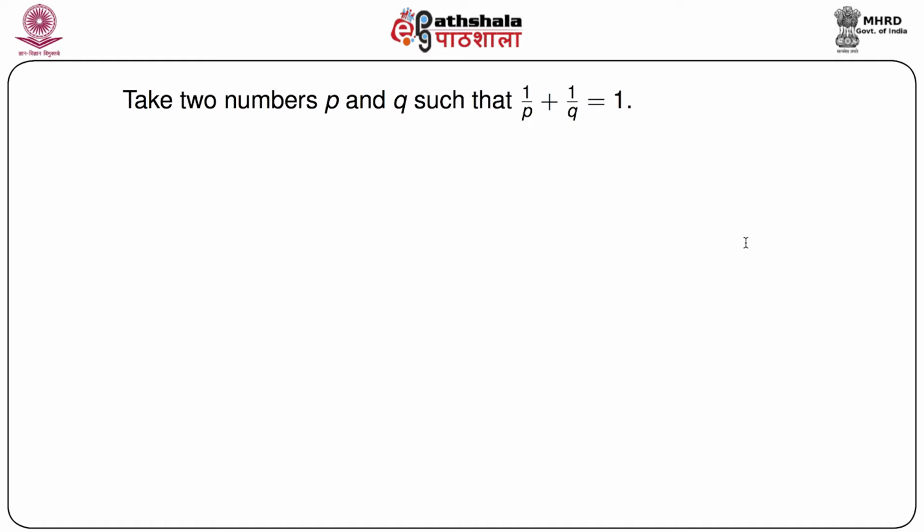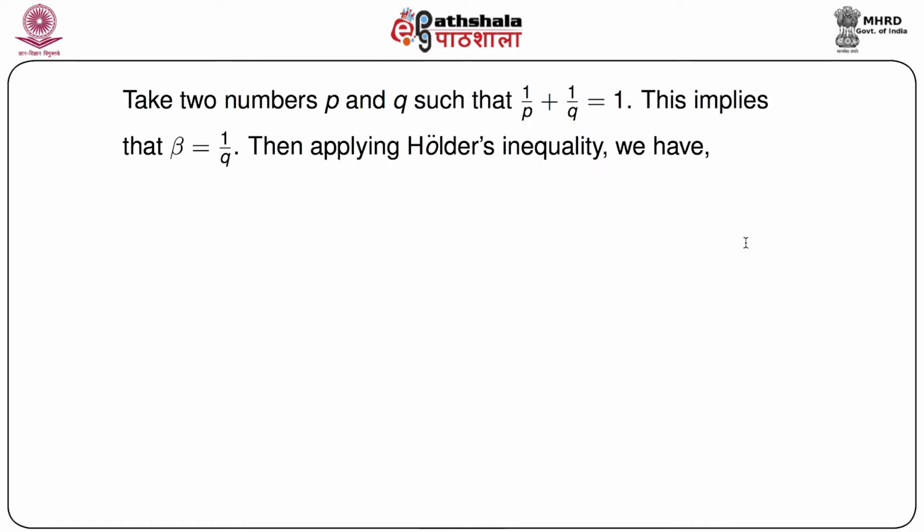Again, start with two numbers p and q such that 1/p + 1/q = 1. This implies that beta is equal to 1/q, because if we simplify, 1/q equals 1 - 1/p, that is (p-1)/p, which is nothing but beta. So this immediately gives us beta is 1/q.